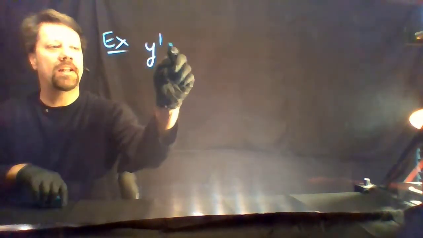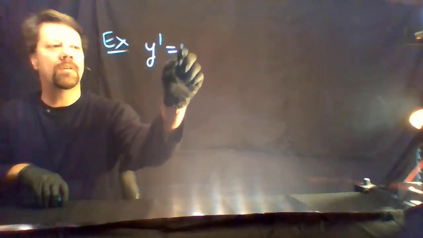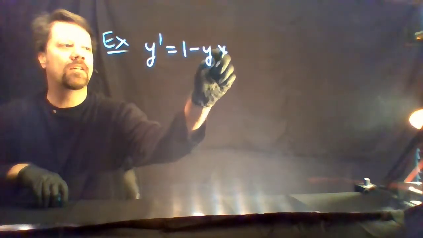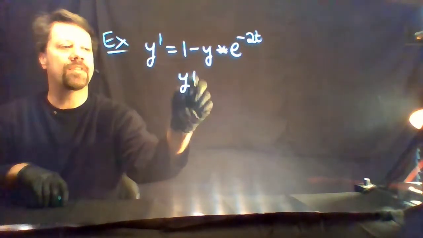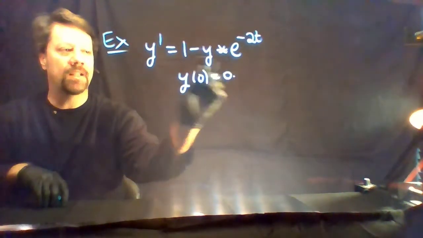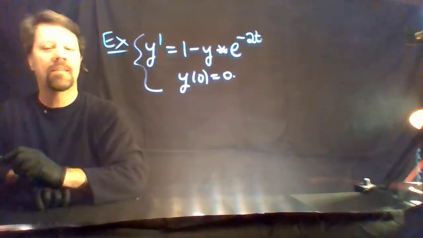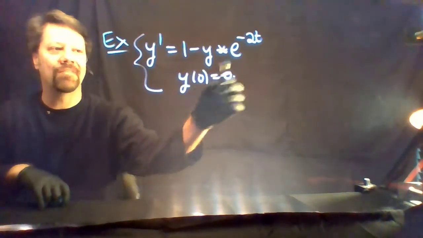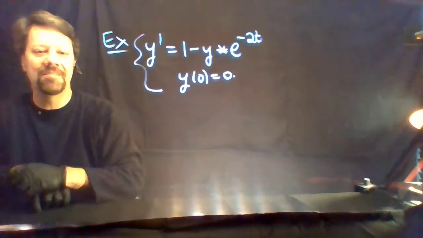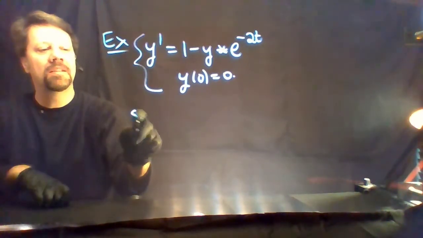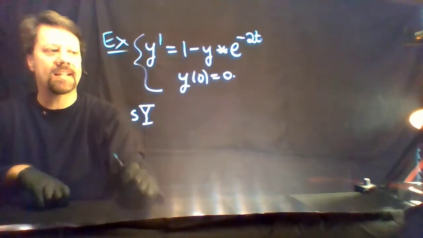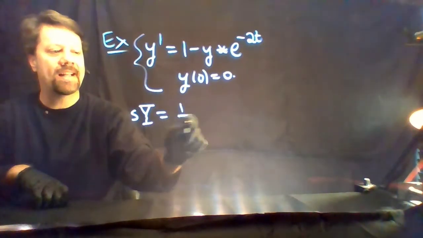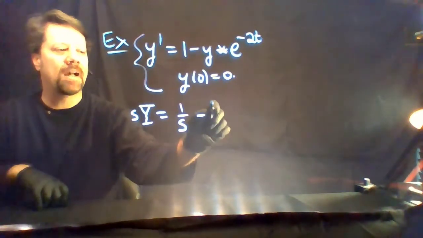As another example, I'd like to look at the initial value problem y prime equals 1 minus y convolved with e to the minus 2t, where y of 0 equals 0. Notice we're using a convolution in the statement of the initial value problem. Taking the Laplace transform on both sides, on the left-hand side we get s times big Y. On the right-hand side we get 1 over s minus.